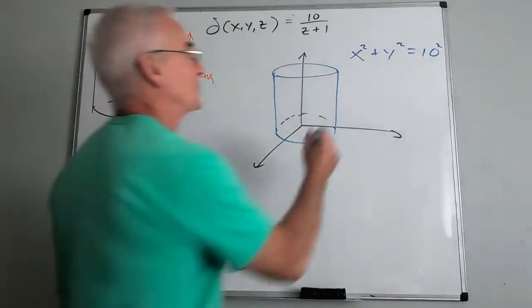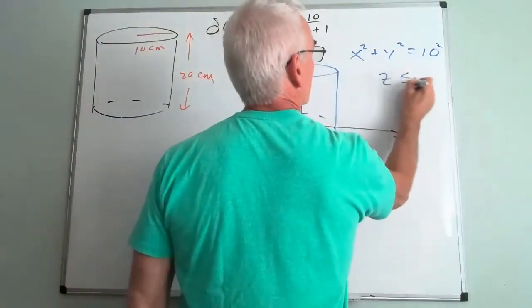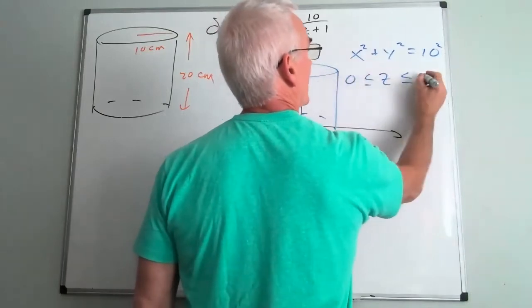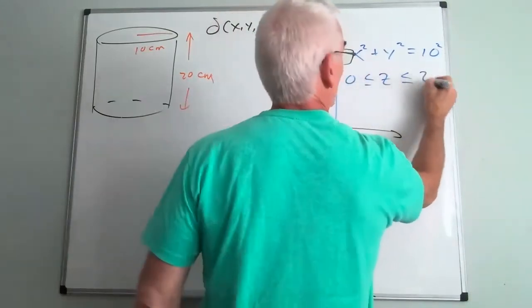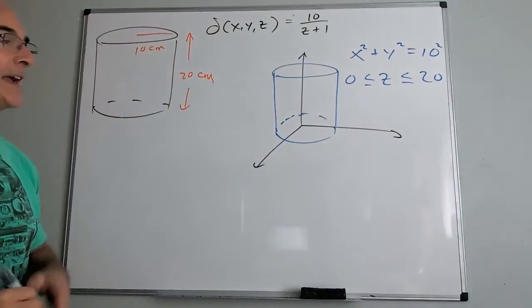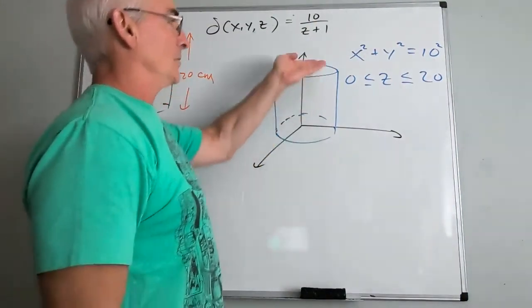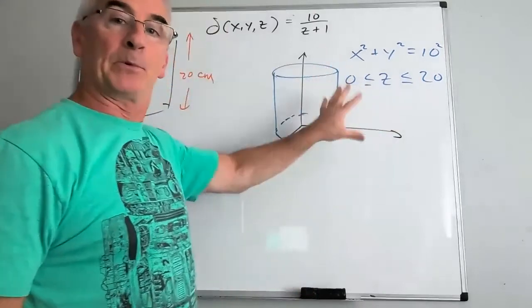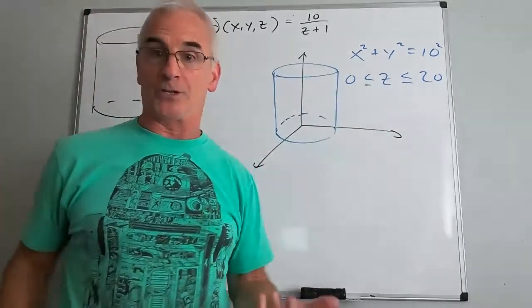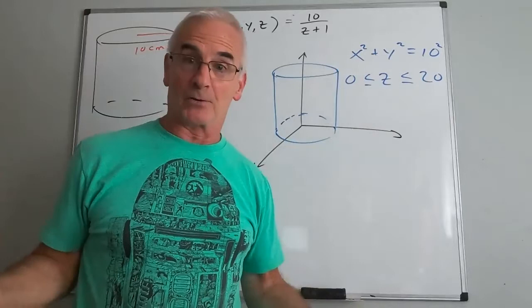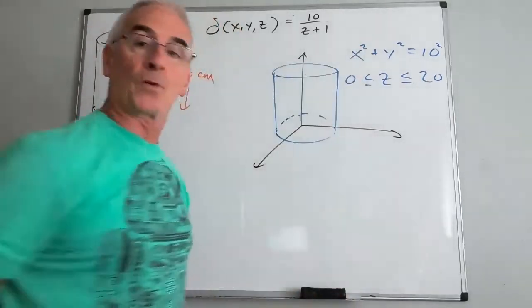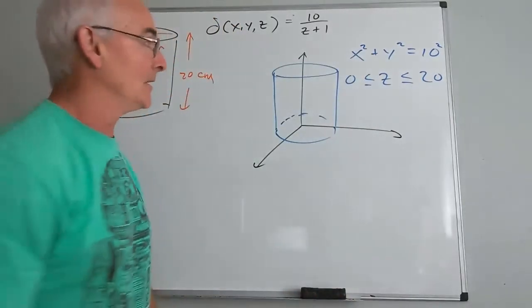And I'm bounded between z equals 0 and z equals 20. So I have a right circular cylinder. It's not infinite. It goes between z equals 0 and z equals 20. So now I've been able to describe my shape and give it an equation, because I need to set up some integrals, and I kind of need this stuff in order to be able to do the integrations.